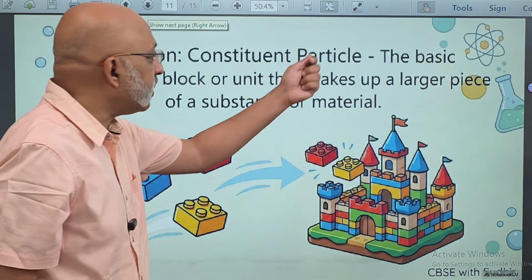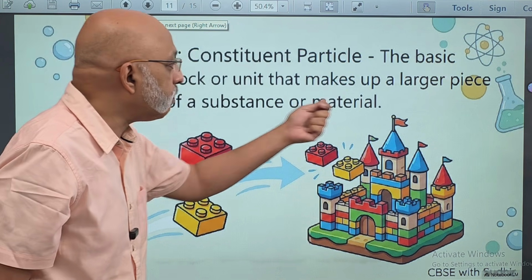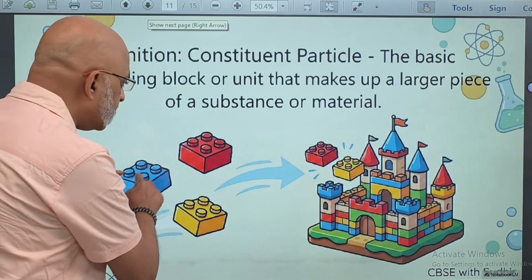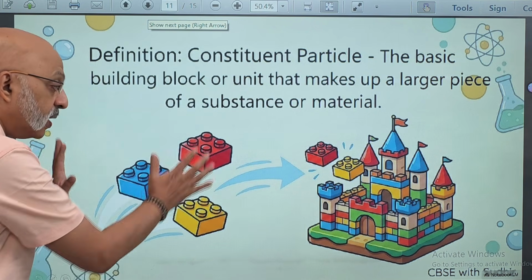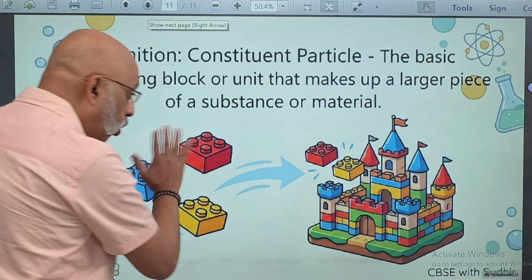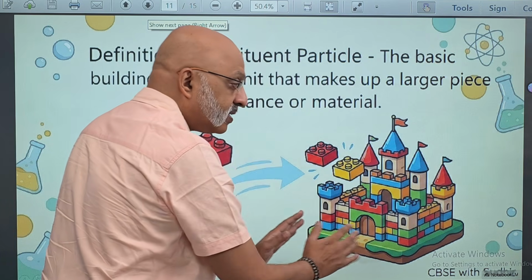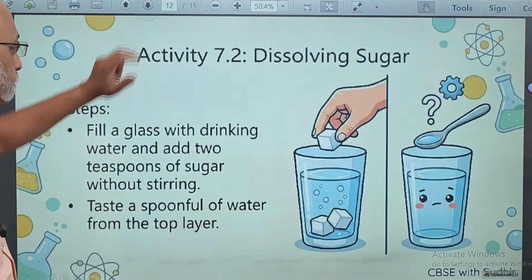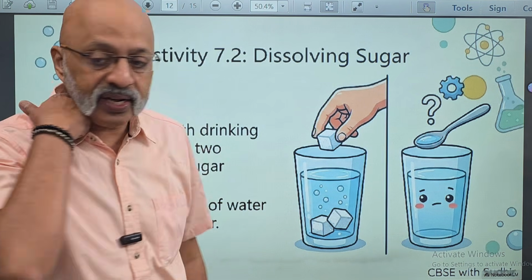So a constituent particle is the basic building block or unit that makes up a larger piece of a substance or material. So each one of these is a constituent particle. It is a building block which alone doesn't mean anything, but when it all comes together in the correct place, it becomes a total substance or material. So let's look at the second activity, which is activity 7.2.